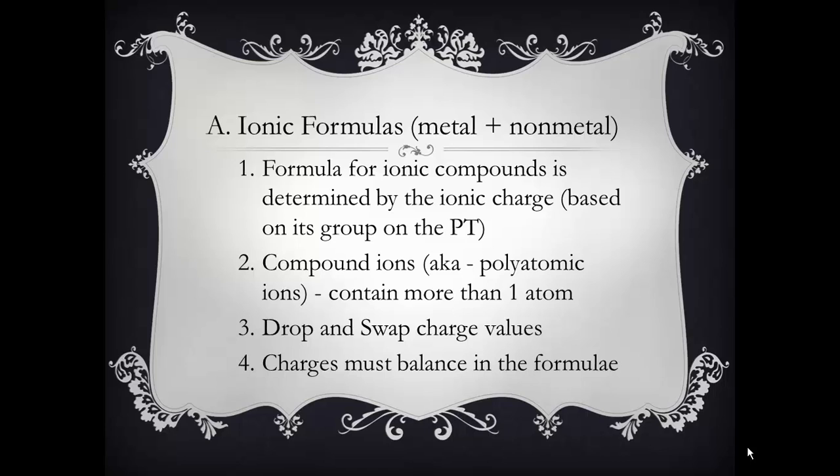These also can be polyatomic ions or compounds, which just means they contain more than one different atom. To figure out the formula, you do the drop and swap method with the charges. This causes the charges to be balanced. So if you do the drop and swap right, then your charges are balanced.